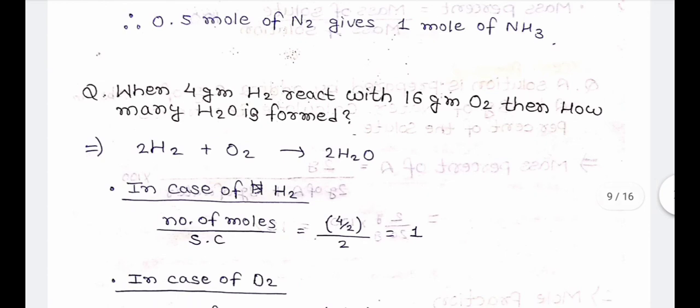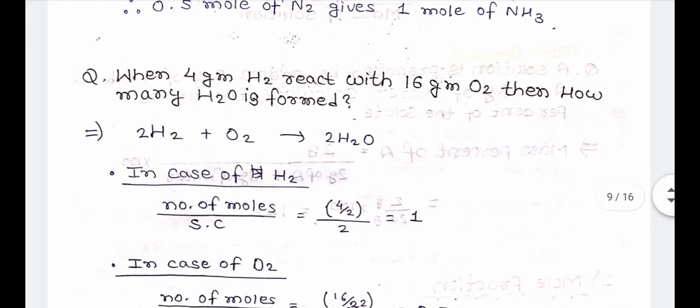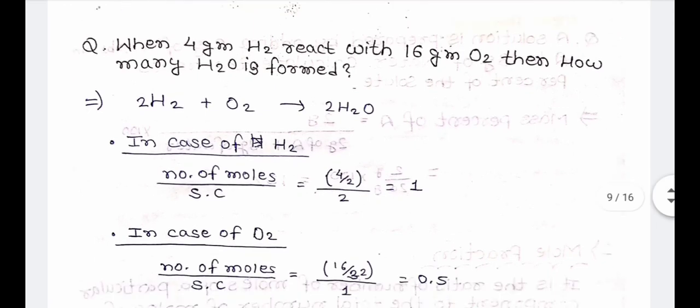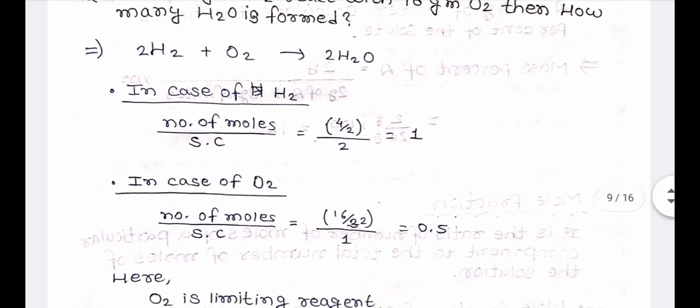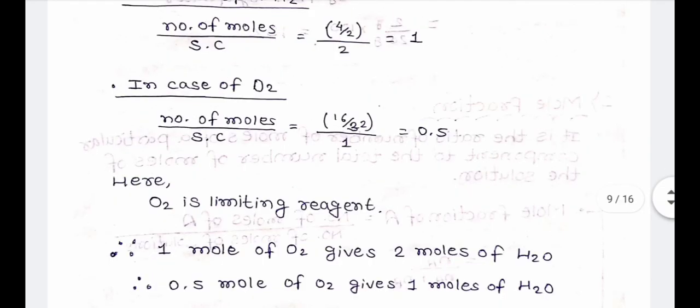Now the next question: when 4 gram of H2 reacts with 16 gram of O2, how much H2O is formed? The answer is 2H2 plus O2 gives 2H2O. In case of H2, number of moles divided by stoichiometric coefficient is equal to 4 by 2 divided by 2, which is equal to 1. In case of oxygen, number of moles divided by stoichiometric coefficient is equal to 16 by 32 divided by 1, which is equal to 0.5. Here O2 is the limiting reagent because the value of number of moles divided by stoichiometric coefficient is lower.